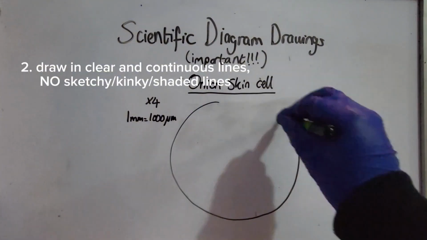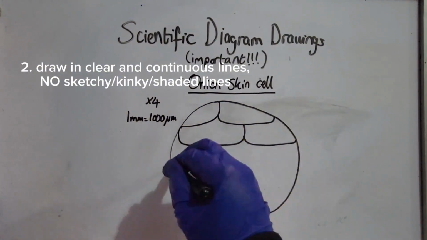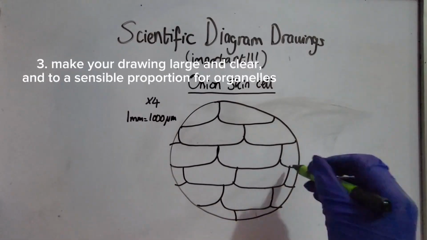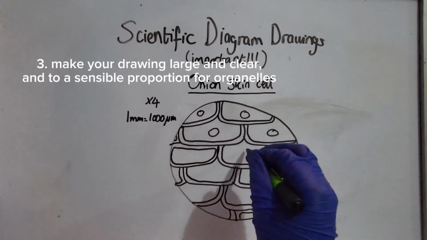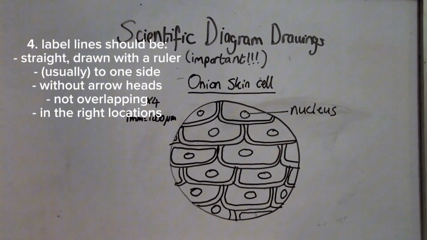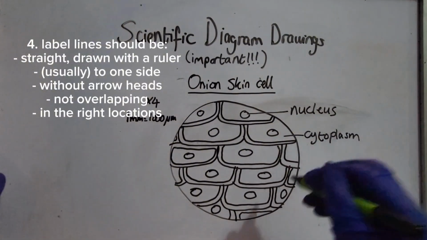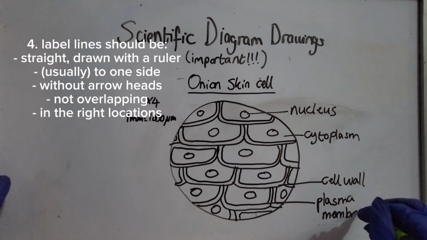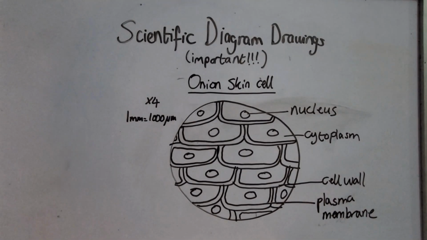In your drawing, make sure the lines are clear and continuous. You shouldn't sketch and you should not shade in. Your drawing should be large and fill over half of the page, and the proportions should make sense. When you label, make sure the lines you use are straight and typically at one side, and they have to be done with a ruler. Your labels shouldn't have any arrowheads and they should not cross over in any way. If you follow these instructions, then it should be very easy to get full marks in a question asking you to draw.